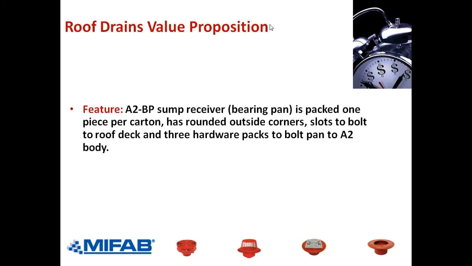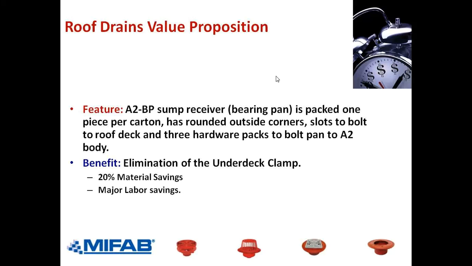We'll see a little bit more pictures on that. The benefit is you can eliminate the underdeck clamp. Why? Because we're bolting the A2 bearing pan to the A2 body. When the body is bolted to the pan and the pan is bolted to the deck, there's no need for an underdeck clamp. And typically underdeck clamps are installed from the underside of the roof, which is very awkward for most contractors. They prefer to do everything from the top of the roof.